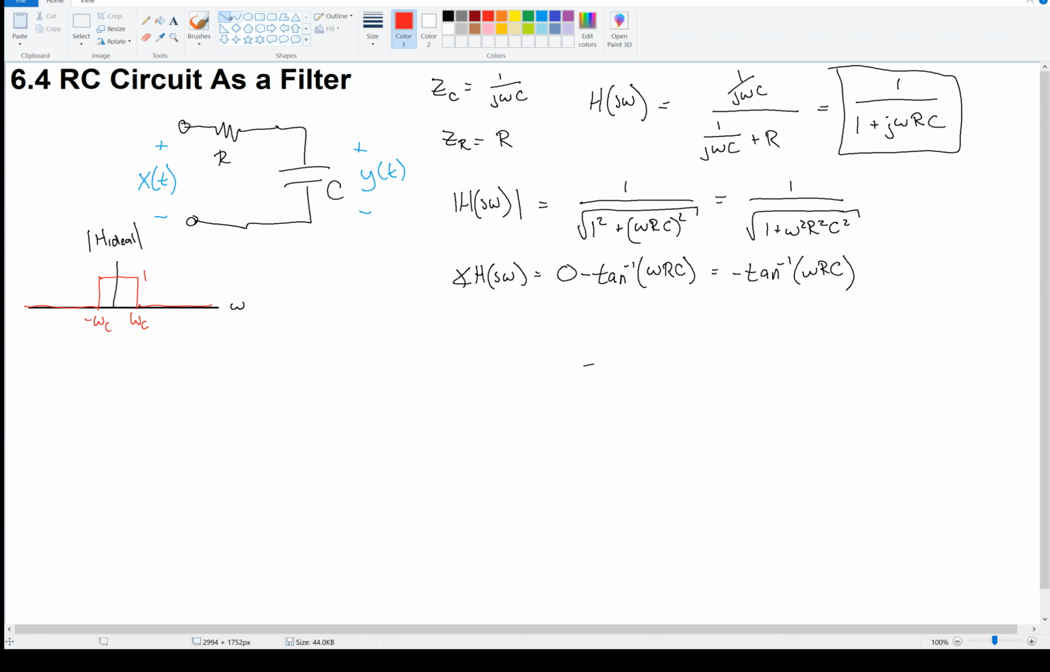And the ideal phase response of a low-pass filter looks like this. It's just 0. There's no phase distortion for any frequencies. Now let's see what we have. And actually, before that, I said that these are impossible to build. We just approximate them. So let's see what we've got here. Let's plot the magnitude response of our RC circuit.